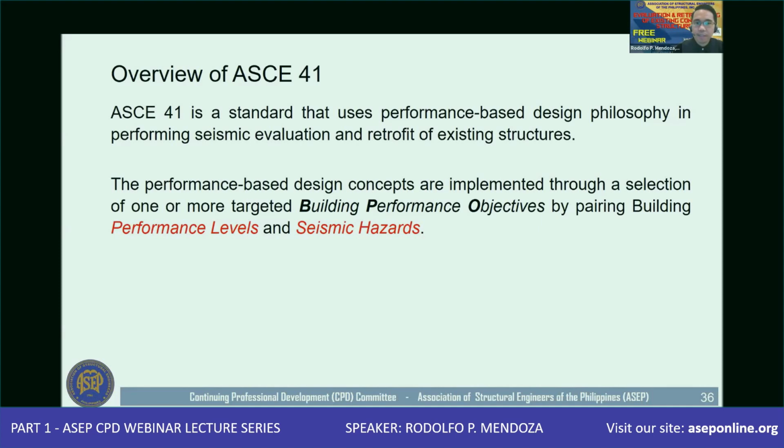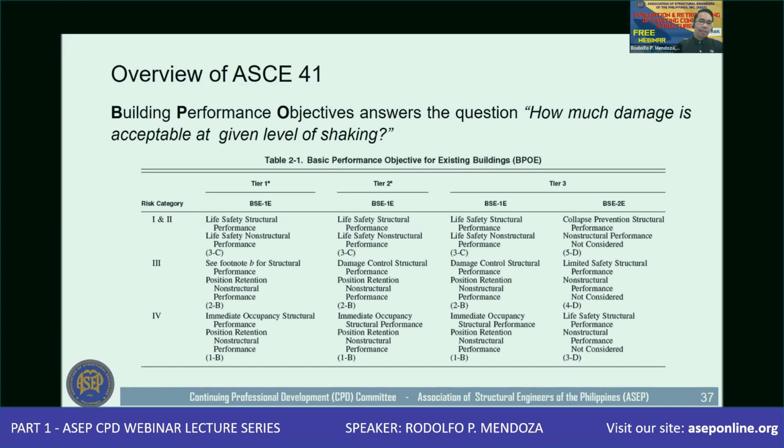Basically, this standard uses a performance-based design philosophy in performing seismic evaluation and retrofit of existing buildings. These concepts are implemented by selecting a building performance objective. And this building performance objective is achieved by pairing what we call building performance level and seismic hazard levels. Now, what are building performance objectives then? Well, in a building performance objective, you answer the question, how much damage is acceptable at a given level of shaking.